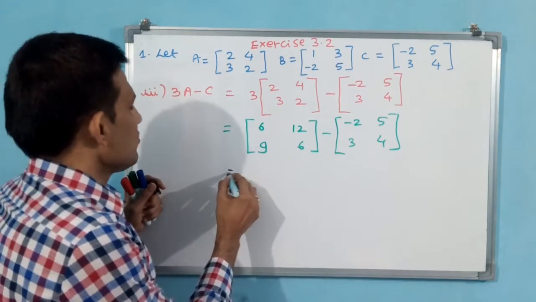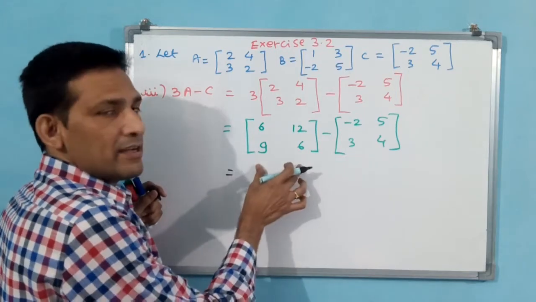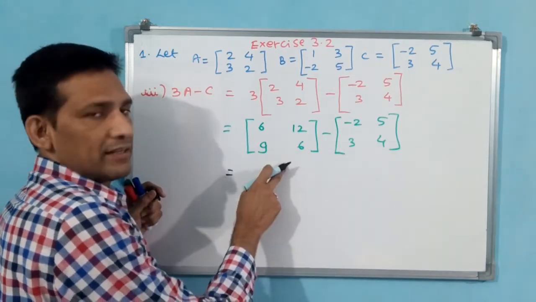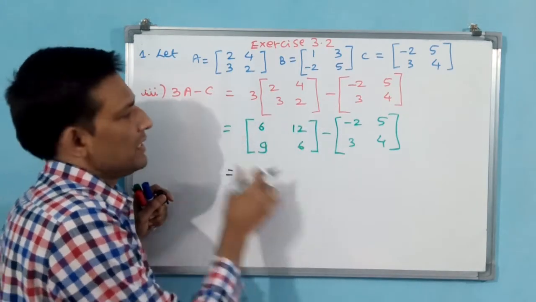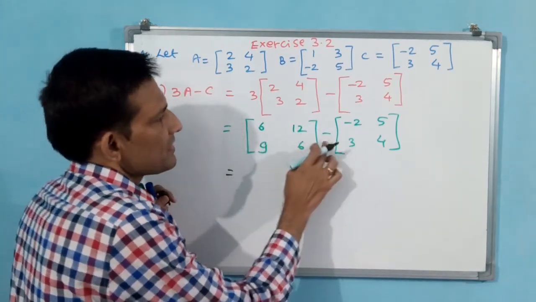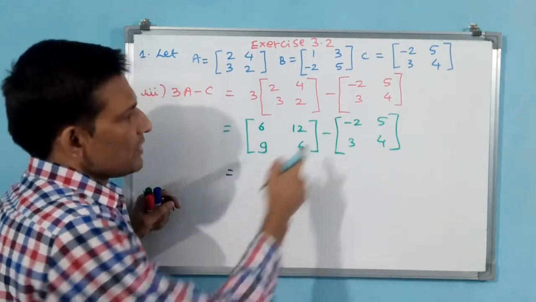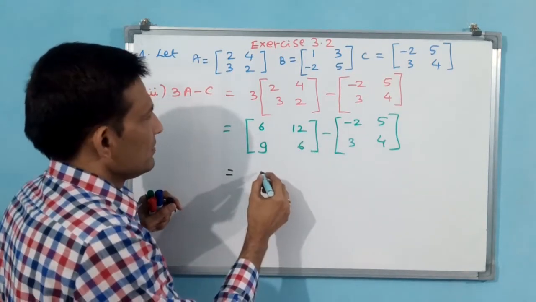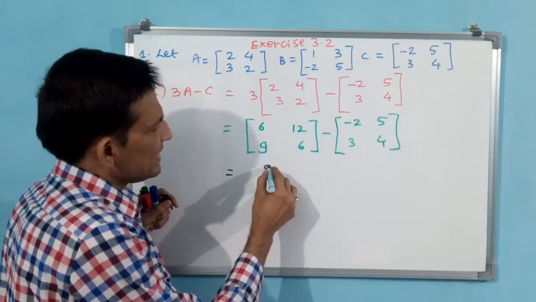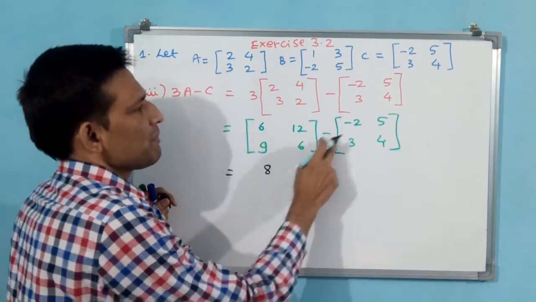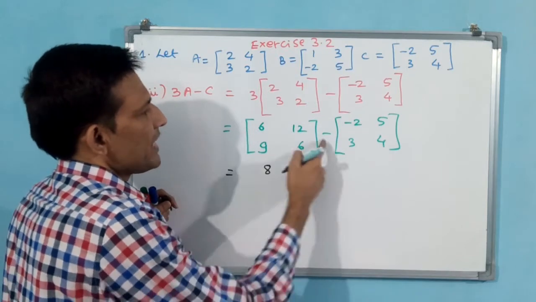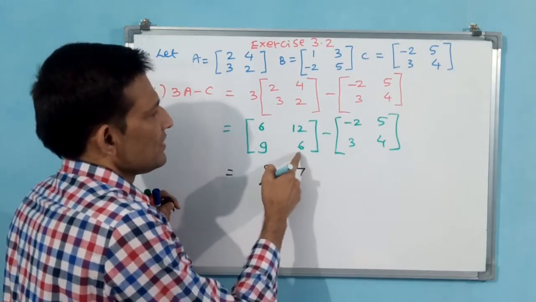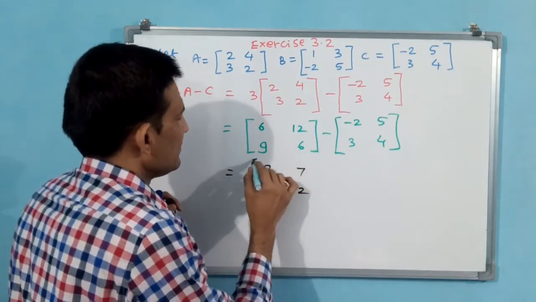Okay. Let us do now. You see, now 3a minus c has come. This is 3a, this is not a. Why? Because multiplied by 3 already we have seen by scalar. Okay. Now you see, 6 minus minus 2, 6 plus 2. Shall we write directly 8? We will write directly 8. 6 plus 2, 8. 12 minus 5, 7. 9 minus 3, 6. 6 minus 4, 2.